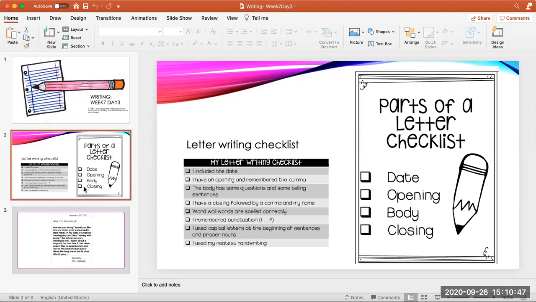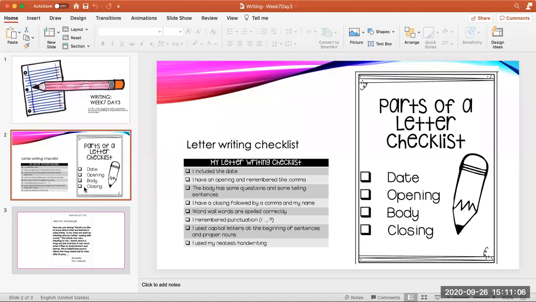So we need to make sure we're going to follow all the expectations and parts of a correct letter using these checklists. These will be uploaded into Schoology, so if your parents want to, they can print it so you can check it off. Students in person, you will have these also in your notebooks that you can use.